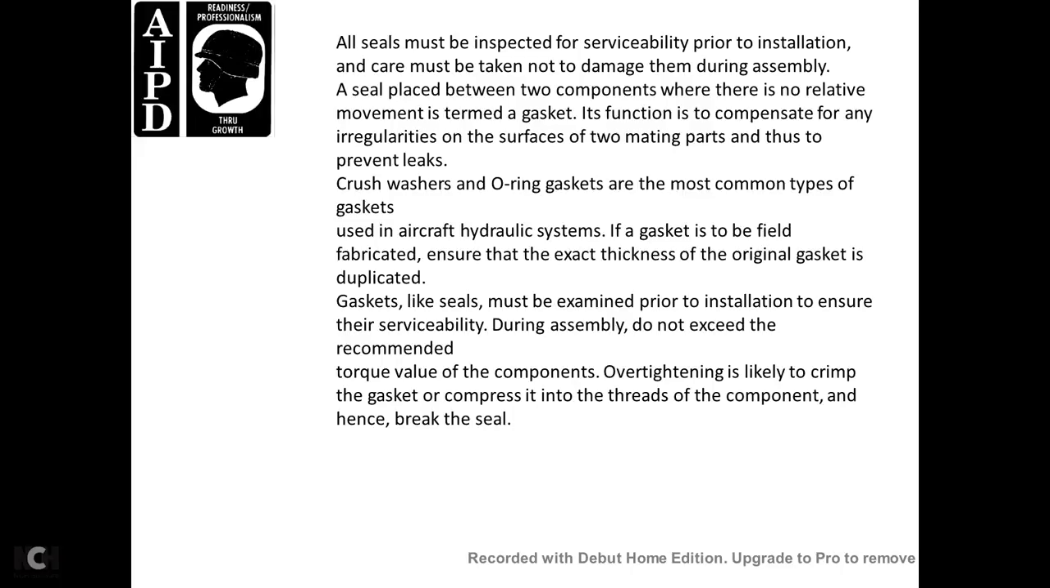The gasket functions to compensate for any irregularity of the surface of the two mating parts, thus preventing leaks. Crush washers and O-ring gaskets are the most common types of gaskets used in the aircraft hydraulic system. If a gasket is to be field fabricated, ensure the exact thickness of the original gasket is duplicated. Gaskets, like seals, must be examined prior to installation to ensure serviceability. During assembly, do not exceed the recommended torque value of the components.